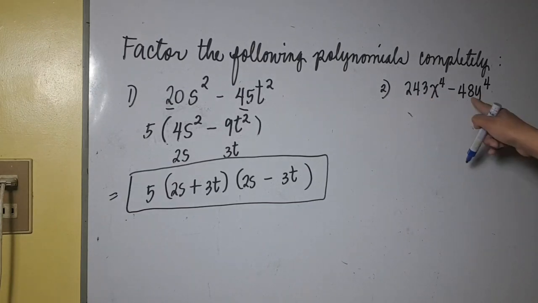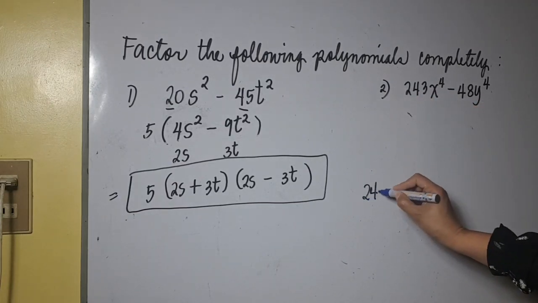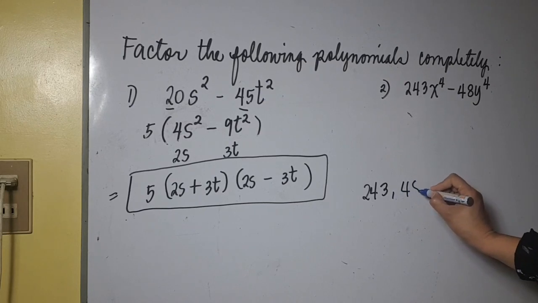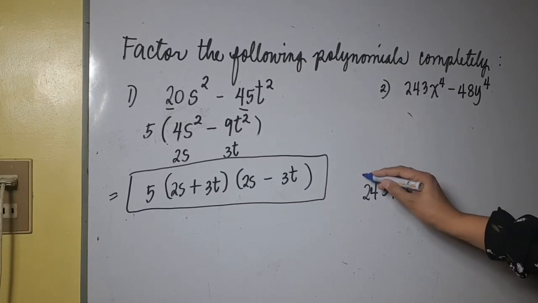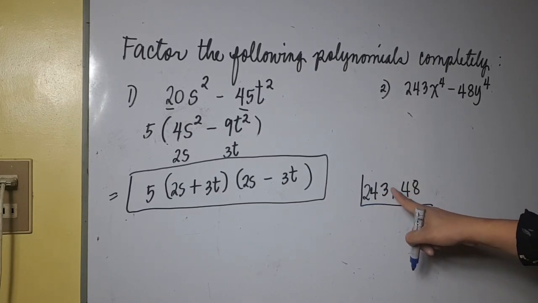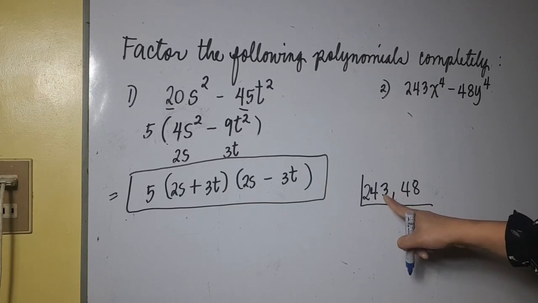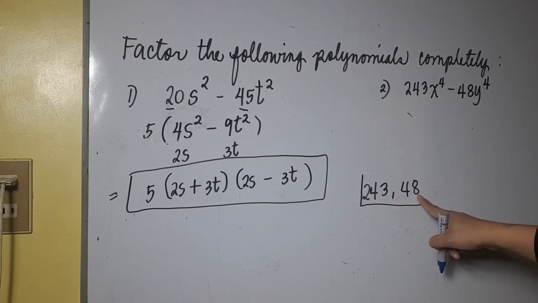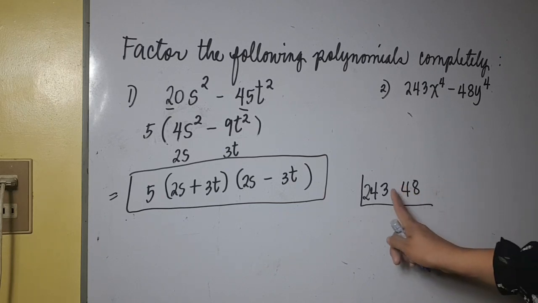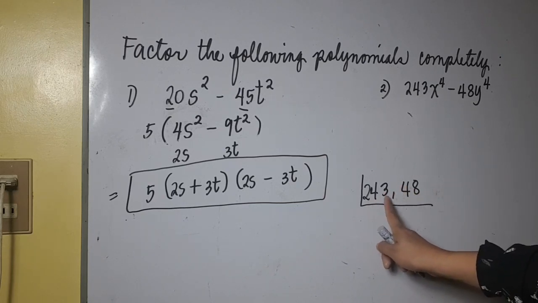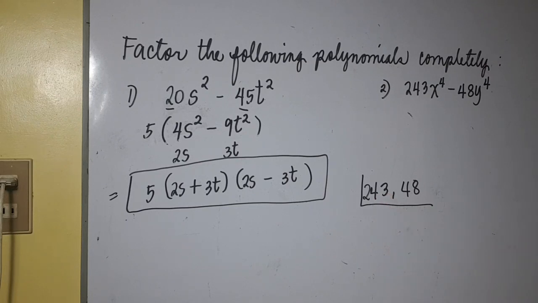Let's look at 243 and 48. If you look at the factors, this ends with 3, and this one ends with 8. 48 is divisible by 2, but not 243 because it is an odd number. Now, let's see if there are other prime numbers that can divide 243 and 48.